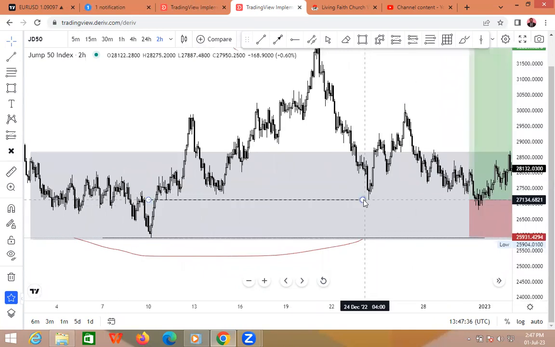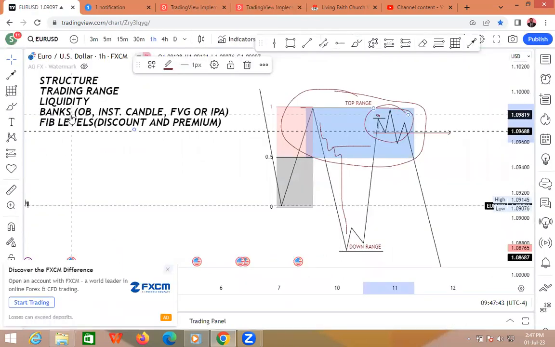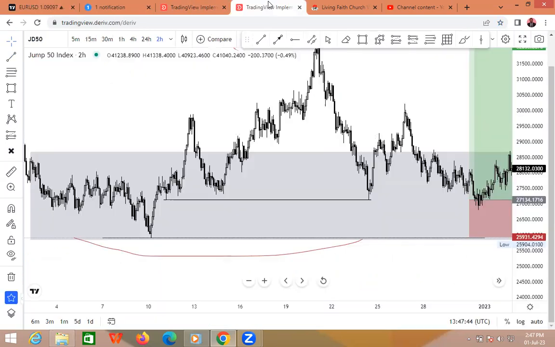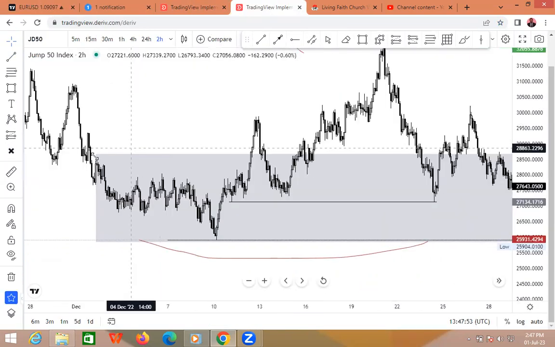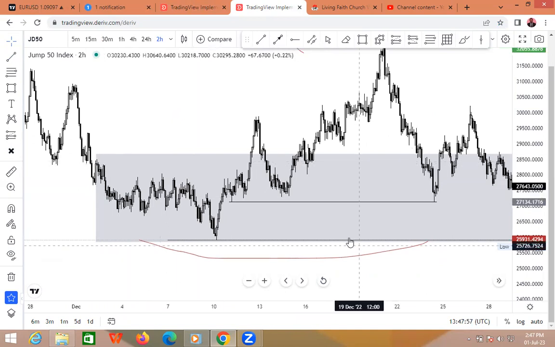This is a form of double bottom. You can see it clearly shows liquidity. Now the next thing is this: order block, institutional candle, fair value gap. So within this place that is highlighted, within this 50% region, there is an order block.